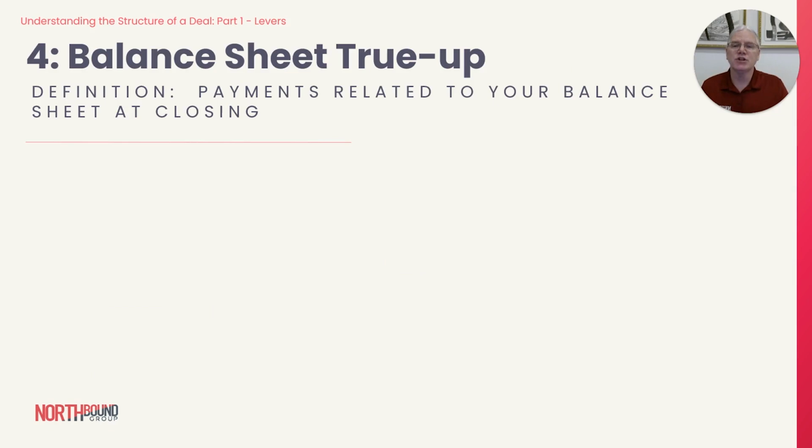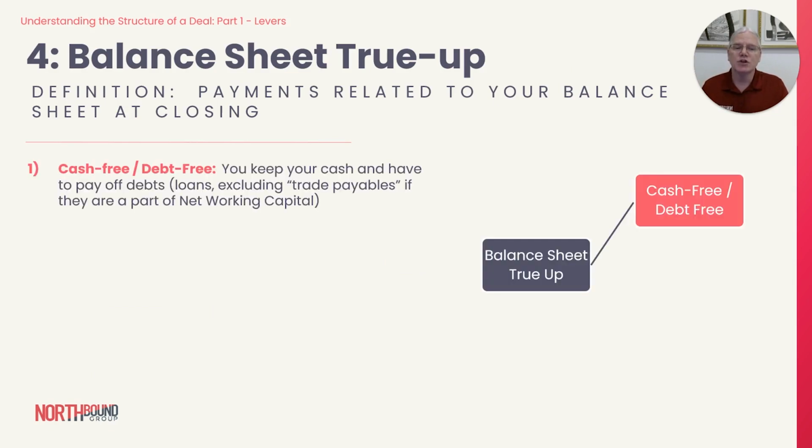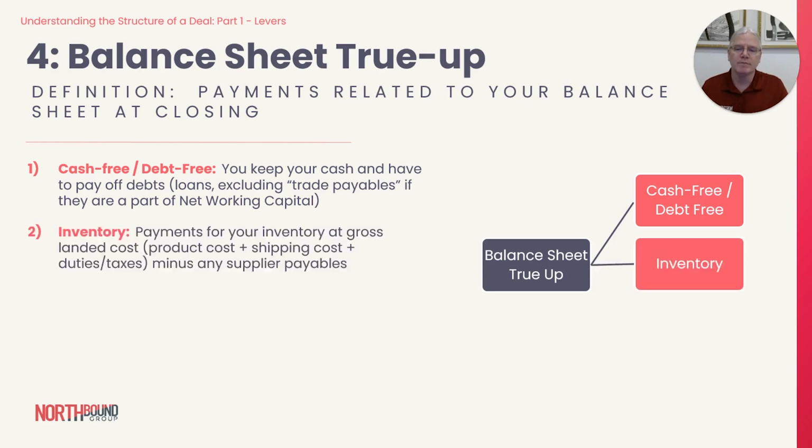Next up is the balance sheet true-up. And the first part of this is called cash-free, debt-free. Almost every transaction is going to be structured like this, and it means that whatever cash you've built up in the company, you get to keep, but whatever debts you've built up in the company, you have to pay off, other than typically supplier payments, which are usually rolled forward in some different fashion.